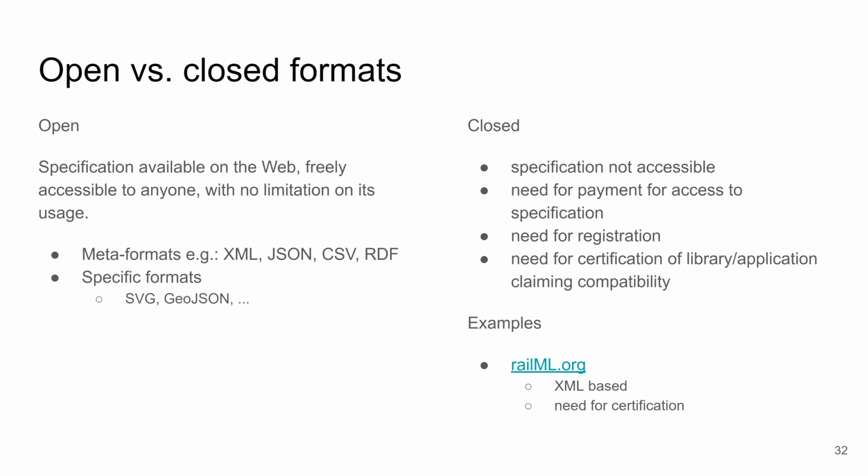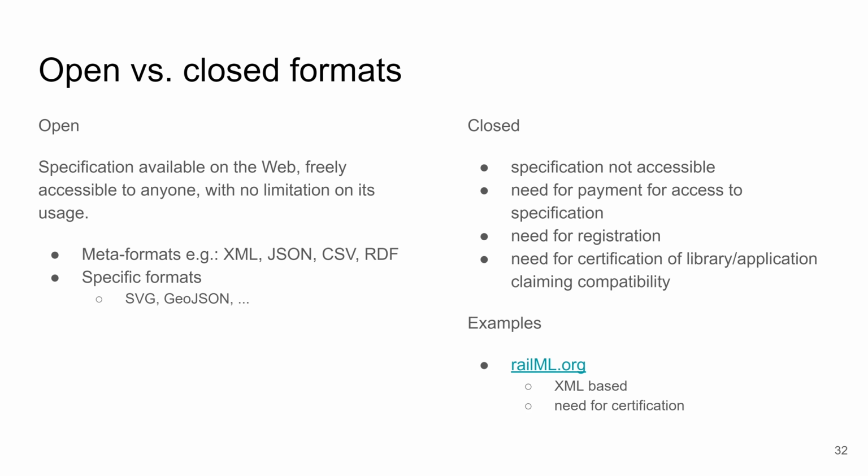So the fact that XML, JSON, CSV, and RDF are open means that you can create your own languages and your own applications which work with data in XML, JSON, CSV, and so on. But it also means that you can use XML, JSON, CSV, and so on as a base for your own data format, like GeoJSON, SVG, and so on.